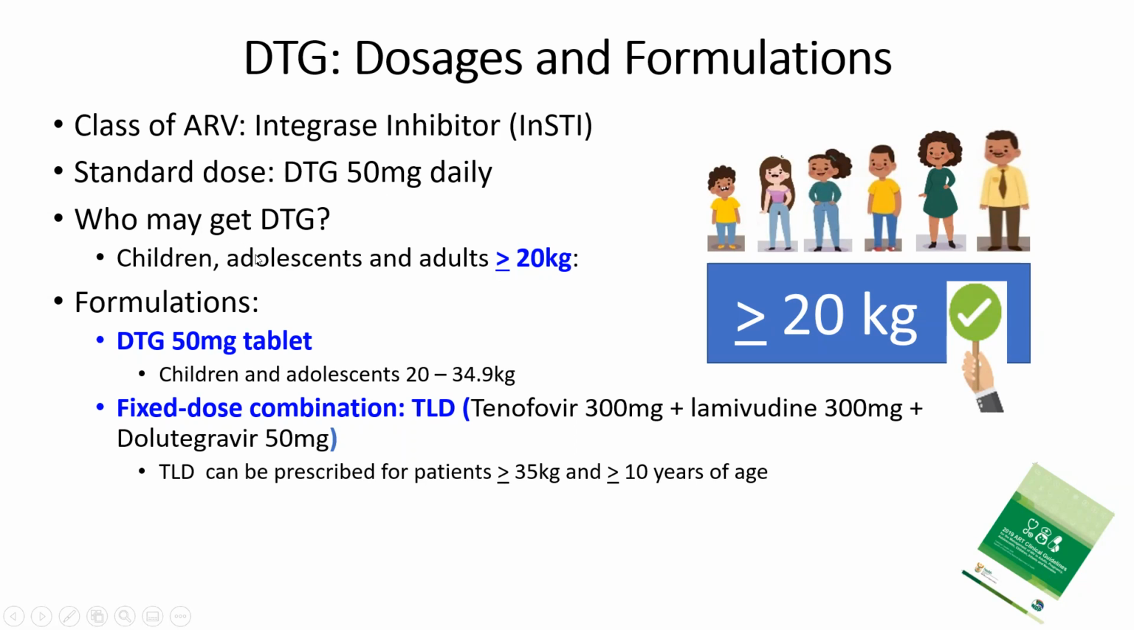Then who may get the DTG? Children, adolescents, and adults, as long as their weight is 20 kg or above. We do not give it to patients less than this weight, so they have to be equal or above this weight. Now, it comes as 50 milligram tablets, as I said, for children and adolescents with a weight of 20 to 34.9 kg. It also comes as a fixed dose combination of TLD, tenofovir, lamivudine, and dolutegravir, prescribed for patients with a weight of above 35 kg and an age of above 10 years.